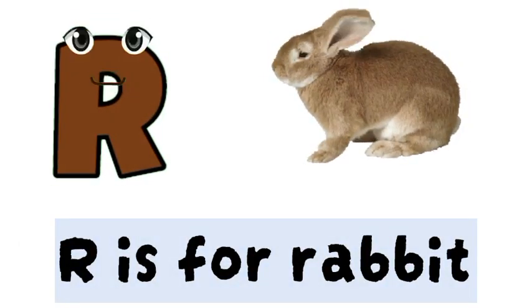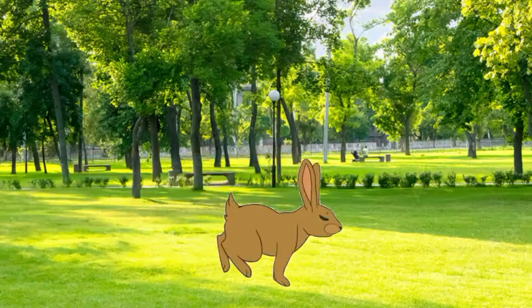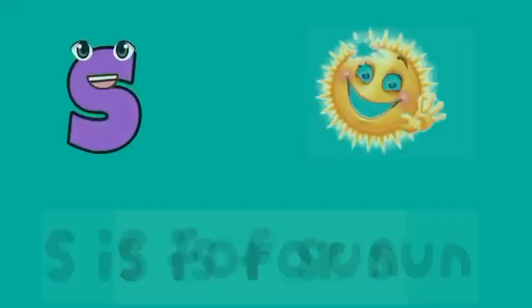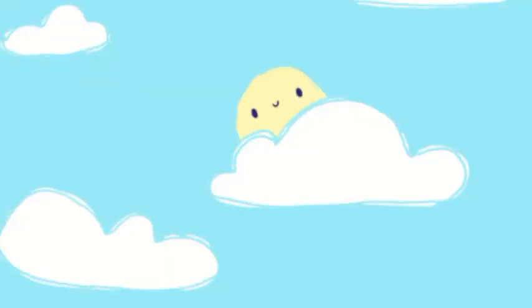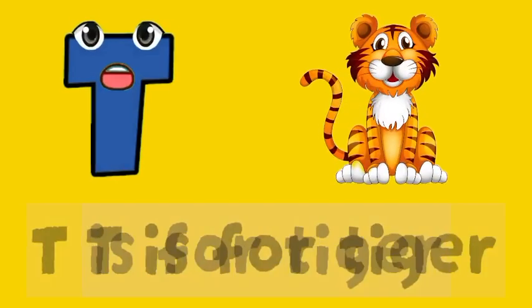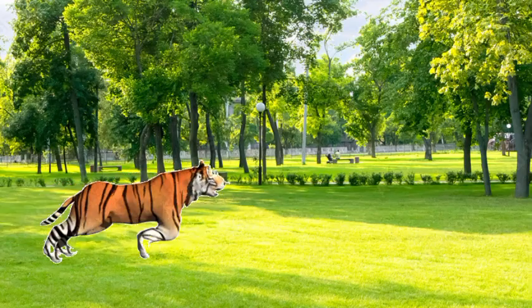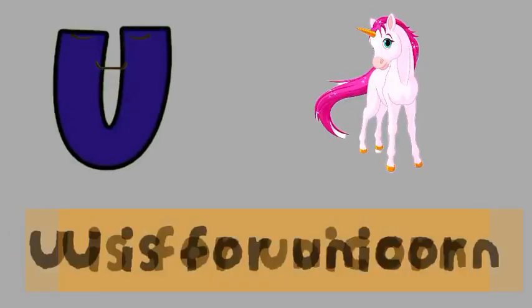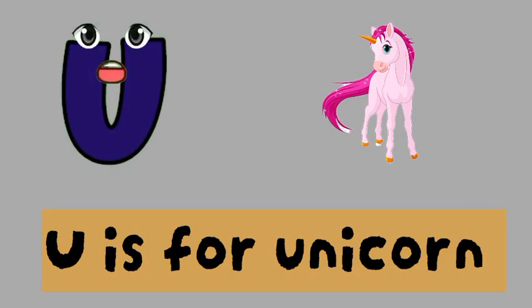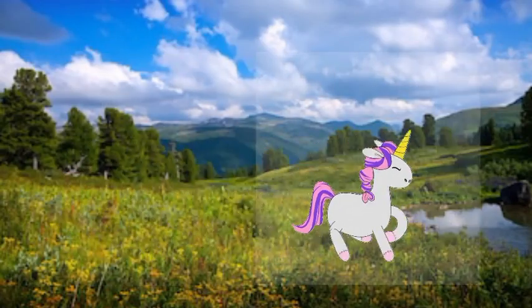R is for rabbit. R, rabbit. S is for sun. S, sun. T is for tiger. T, tiger. U is for unicorn. U, unicorn.